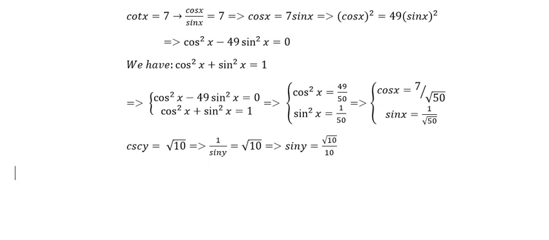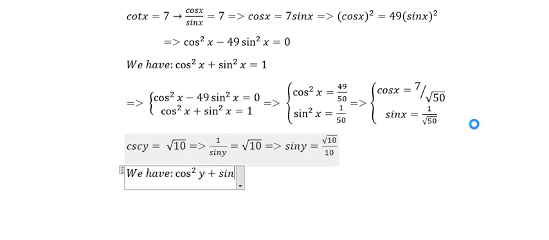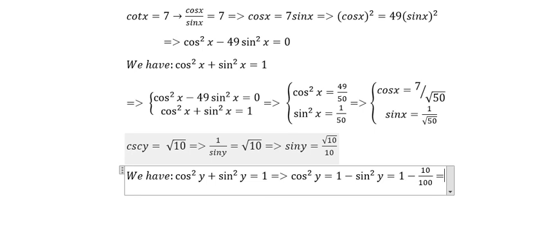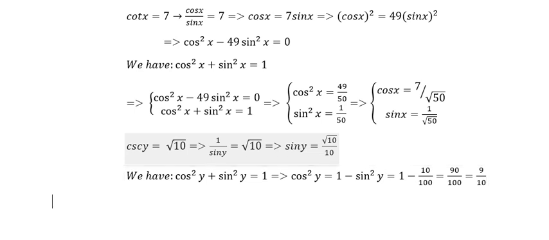The next one, to find cosine y, we just apply this similar formula. So cosine squared y is 1 minus sine squared y, and this is 1 minus 10 over 100, which is 90 over 100. Now we simplify this to 9 over 10. The next one, we take the square root on both sides, and you get 3 multiplied by square root 10 over 10.